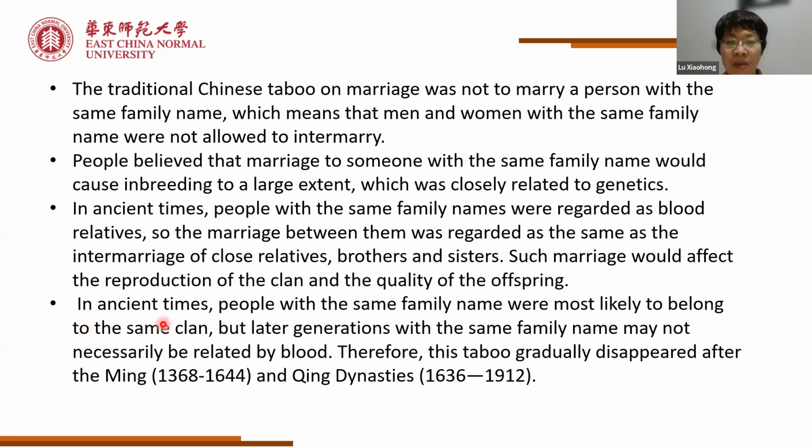Well, in ancient times, people with the same family name were most likely to belong to the same clan. But in later generations, as people moved to other areas, the later generations with the same family name may not necessarily be related by blood. So therefore, this taboo gradually disappeared. Well, it's no longer a taboo. People with the same family name can marry.